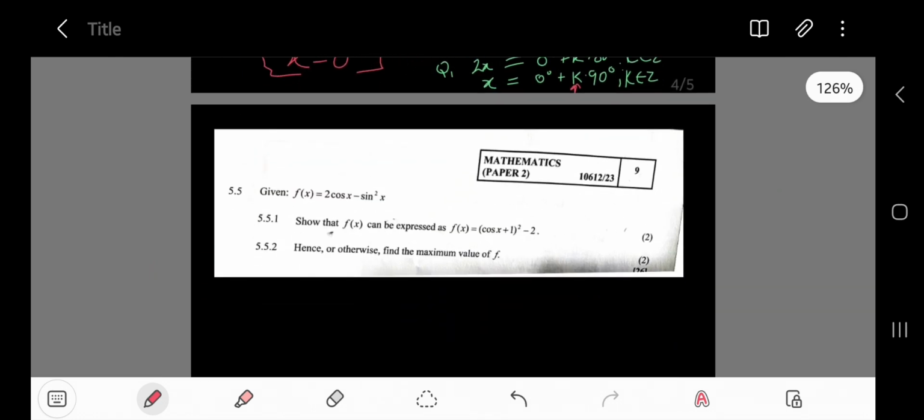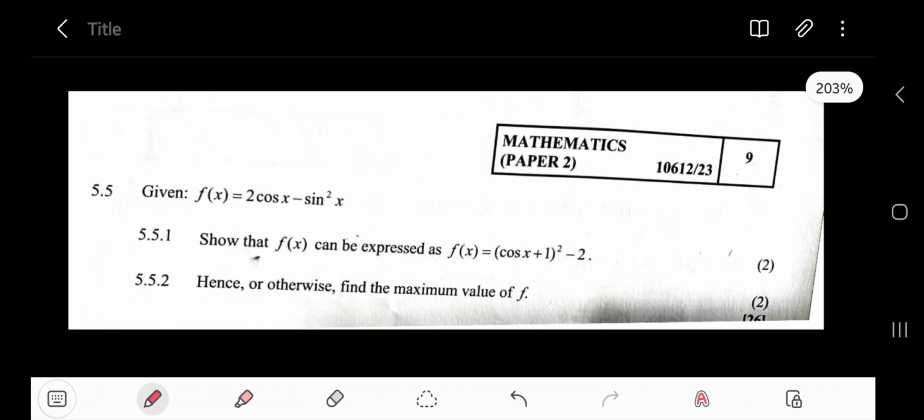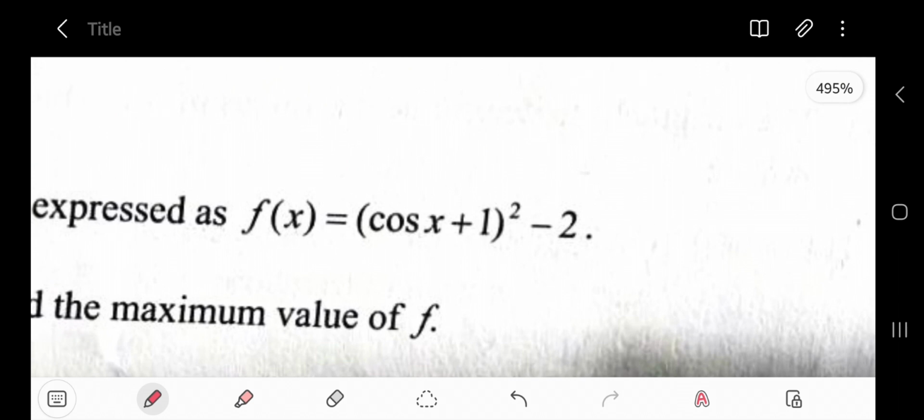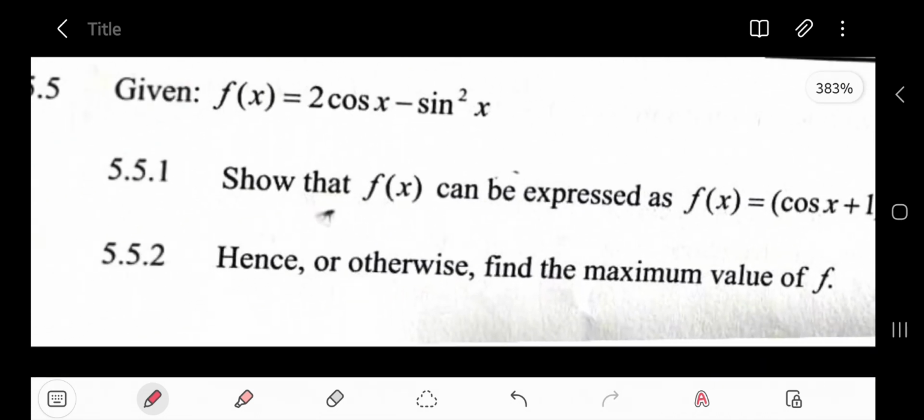Let's move on to the last part of question 5, right? So 5.5, it says given that f of x is equal to 2 cos x minus sine squared x. Then for 2 marks, 5.5.1, show that f of x can be expressed as that. So this thing looks like they completed the square. It gives me turning point vibes. But other than that, let's see what we can do.